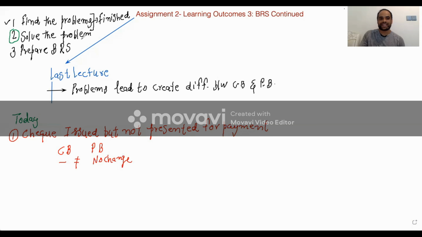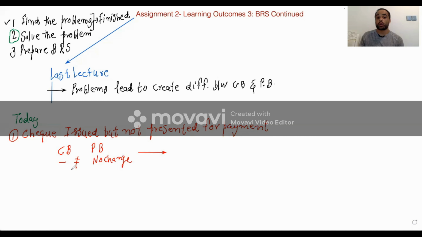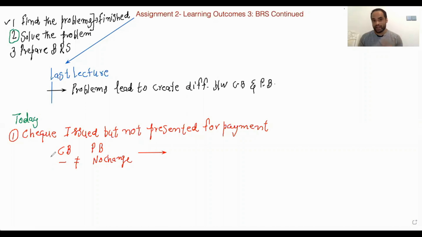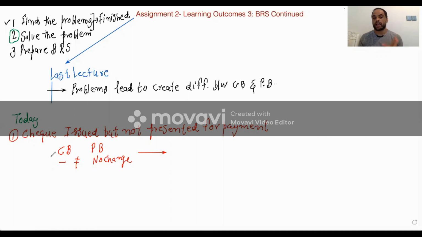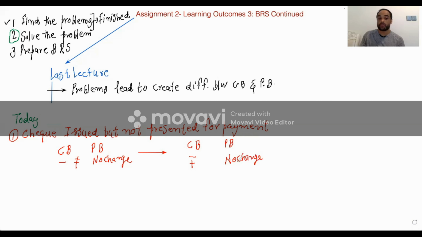Now, what is the solution for this problem? The solution is you will plus your cash book or cash account. You add back whatever amount you minus from your cash book, whatever amount you credited from your cash book, that amount you will debit. So you will debit your cash book by this amount. So the solution is cash book before minus, now you will plus. And again, passbook, no change. You're not going to make any changes in the passbook because it is prepared and controlled by the bank. As a result, your balances are now equal.